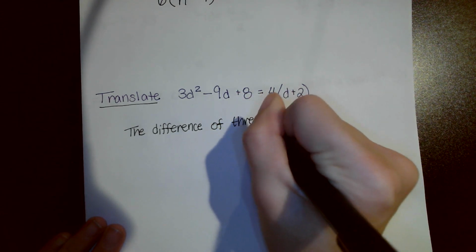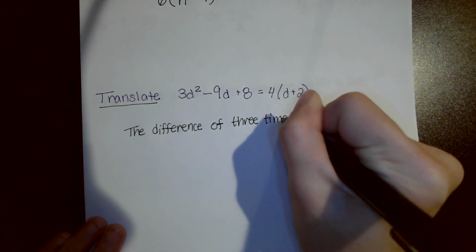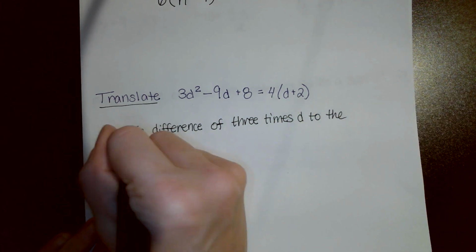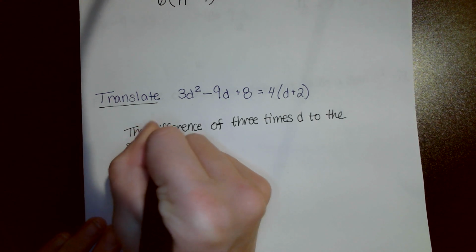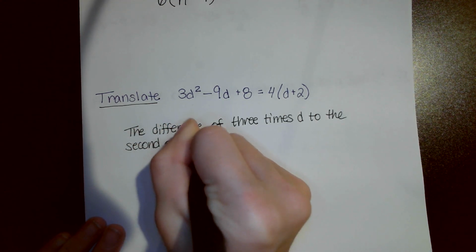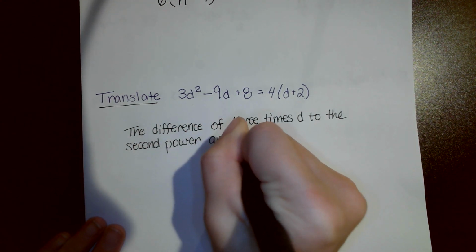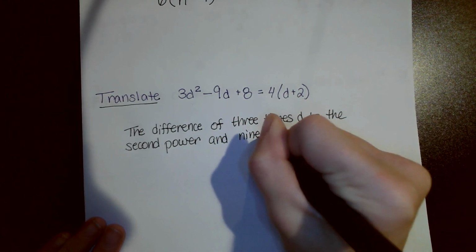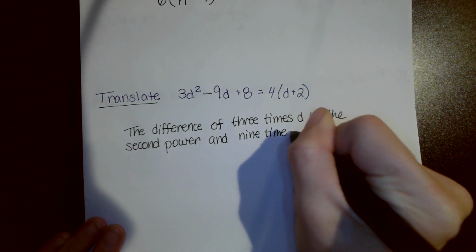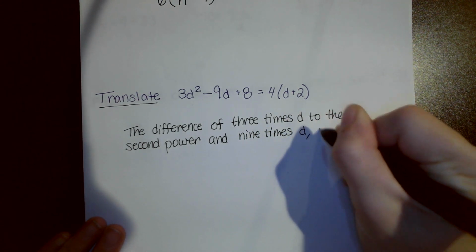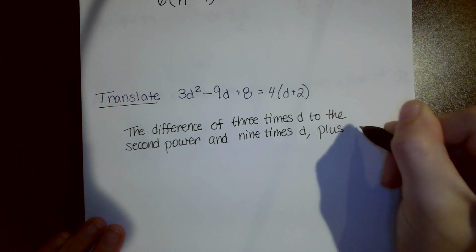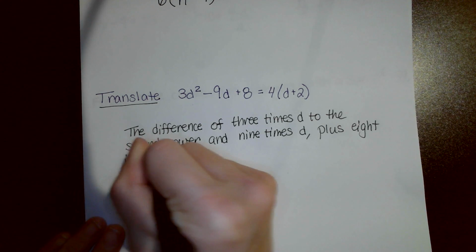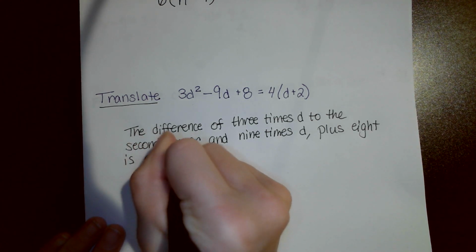3 times d to the second power and 9 times d plus 8 is equal to, there's my equal sign.